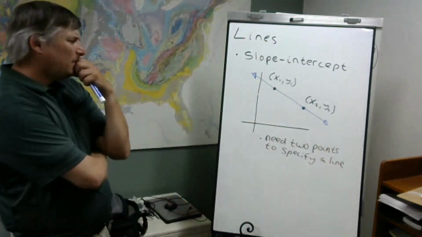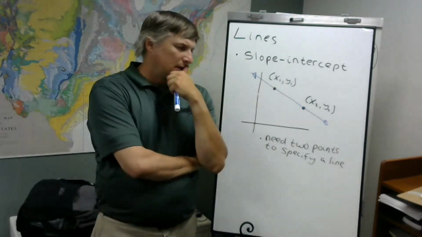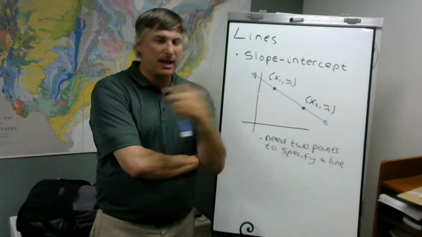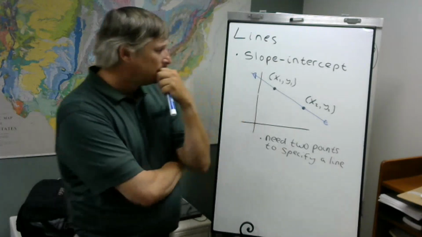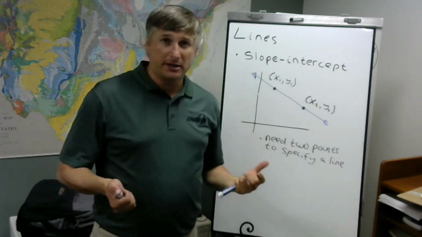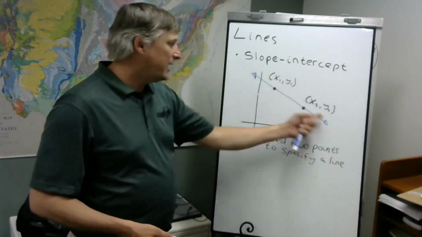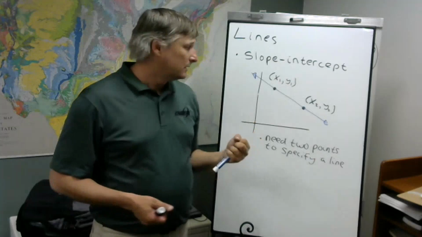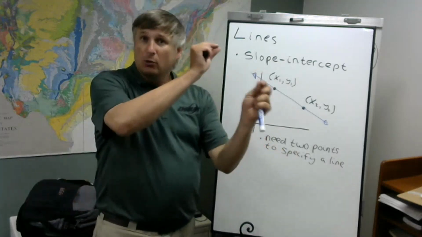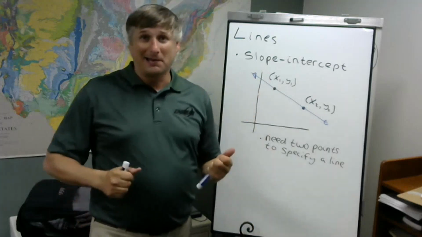Now, since we have 2 points, and the slope of the line is the same everywhere on that line, if we find the slope between 2 points on this line, well, that means this is the same slope everywhere along this line. So if we could just pick out 2 points and find the slope between those, well, that gives us the slope of the entire line.